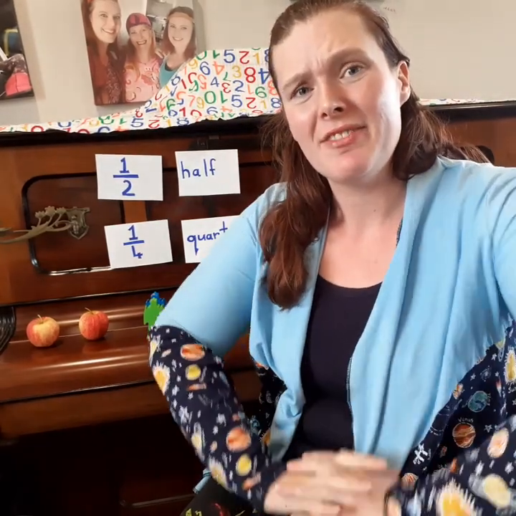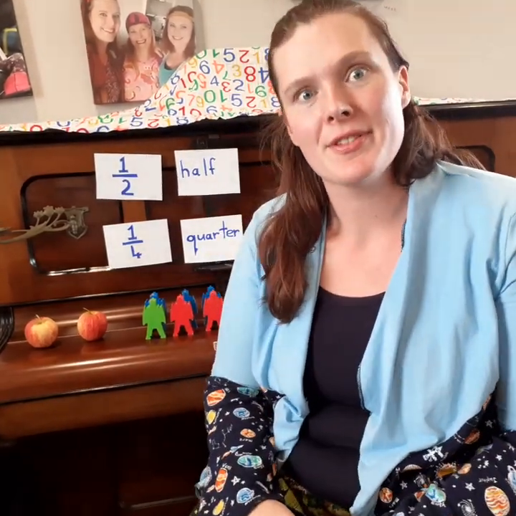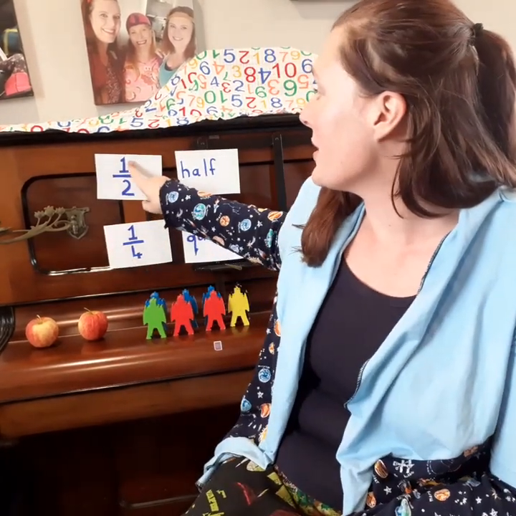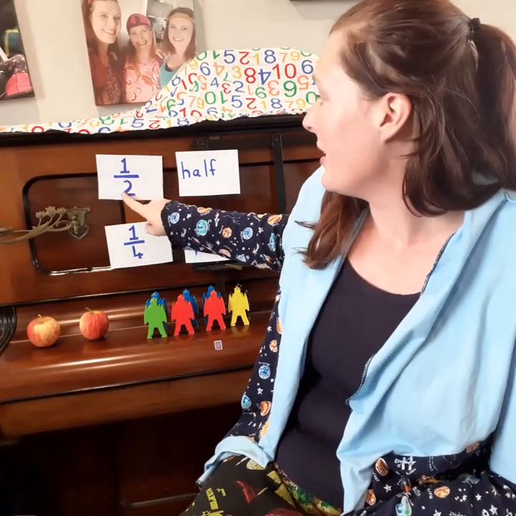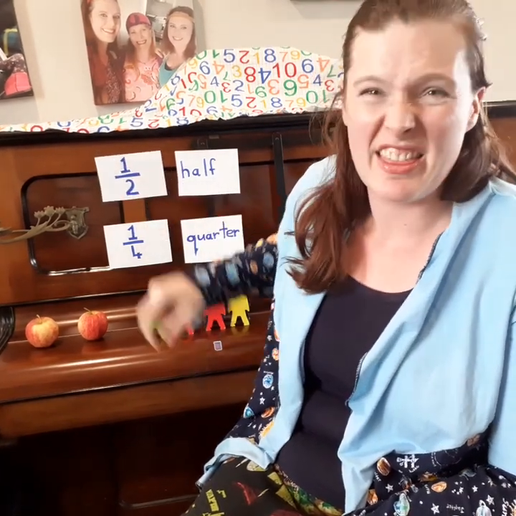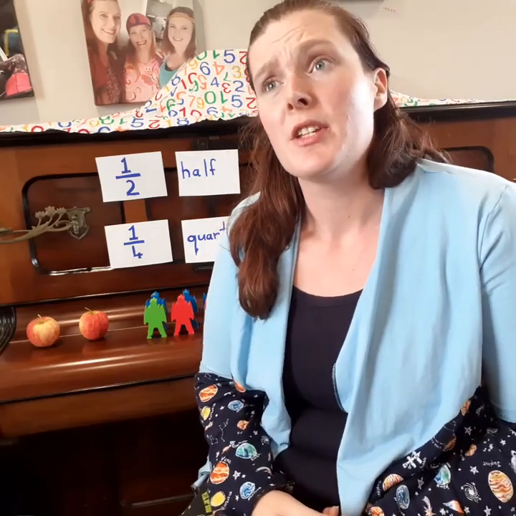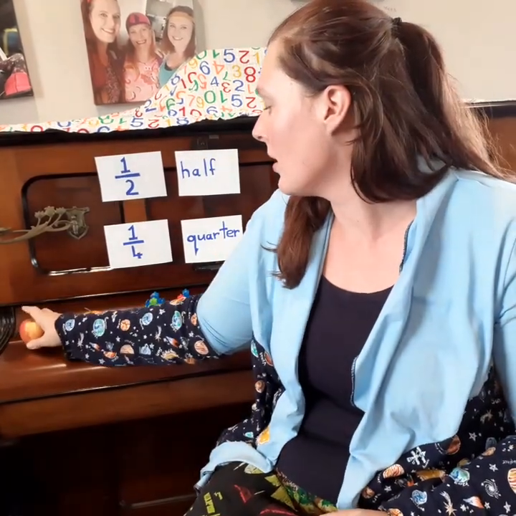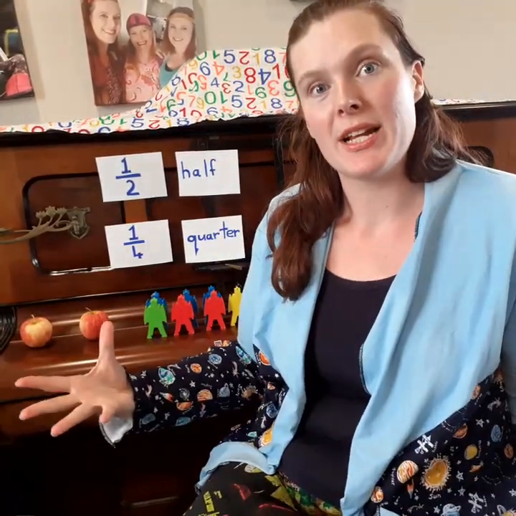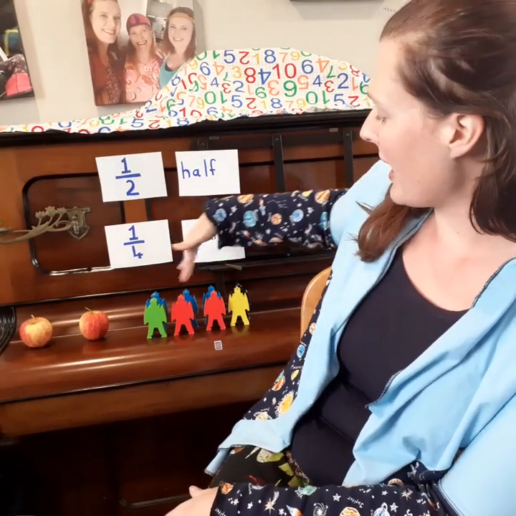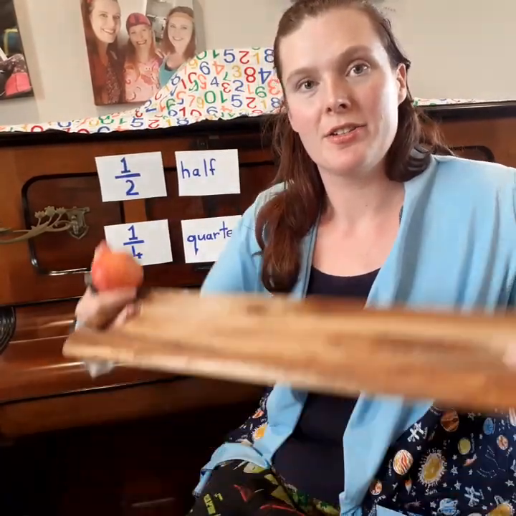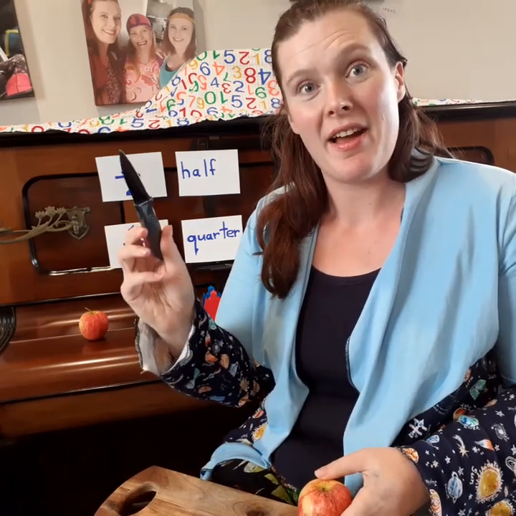So if we're talking about halves, we're talking about splitting things into 2. And we know that because when we look at the written form of half, it's got a 2 underneath. Okay, so that number underneath is very important. So we can split whole objects in half, like apples, or we can split groups of objects in half, like the toys I've got here. So I'll start with my apple. I've got my cutting board and my knife.